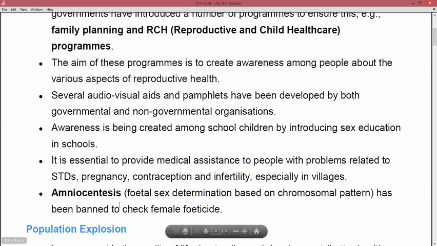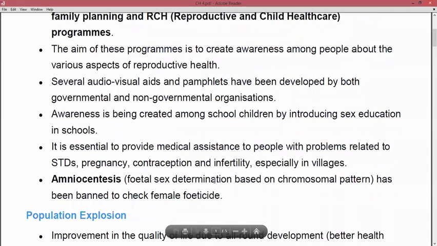Now there is amniocentesis, that is fetal sex determination, that is being banned in India, right? Whether the developing baby inside the womb is a female or male, right? So it is a particular sex determination method through which the chromosomal pattern is formed, and with the help of this chromosomal pattern we can easily understand whether the developing baby is a male or female, right? But this has been banned due to the check of female foeticide.